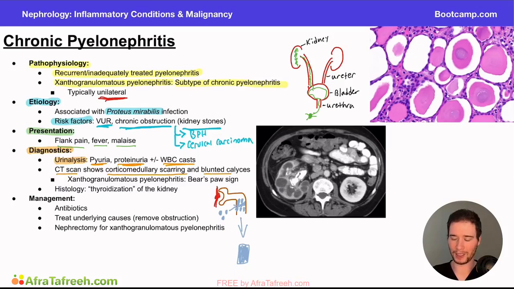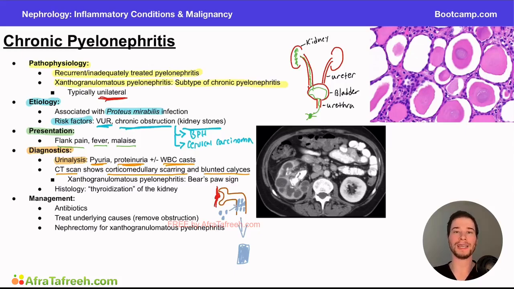and blunted calyces. So remember, this scarring occurs because this is a recurrent or persistent problem for the patient. It's not like the kidney gets inflamed one time and then they're all better. It gets inflamed, they start to get better, it gets inflamed again, it continuously gets damaged over time, and that's what actually leads to the scarring in these patients.